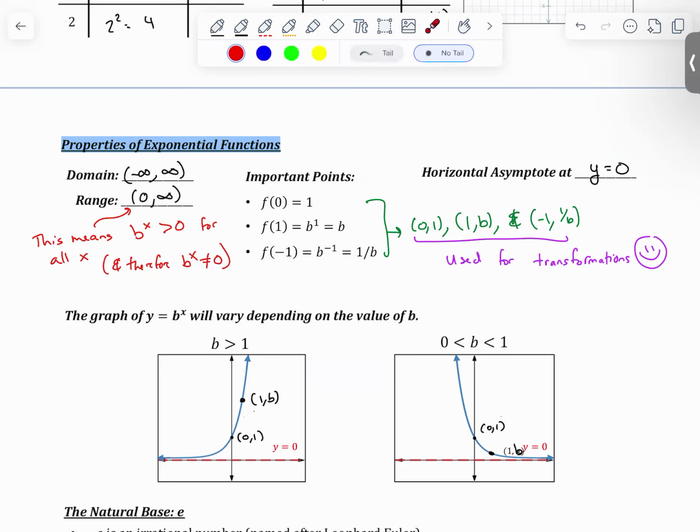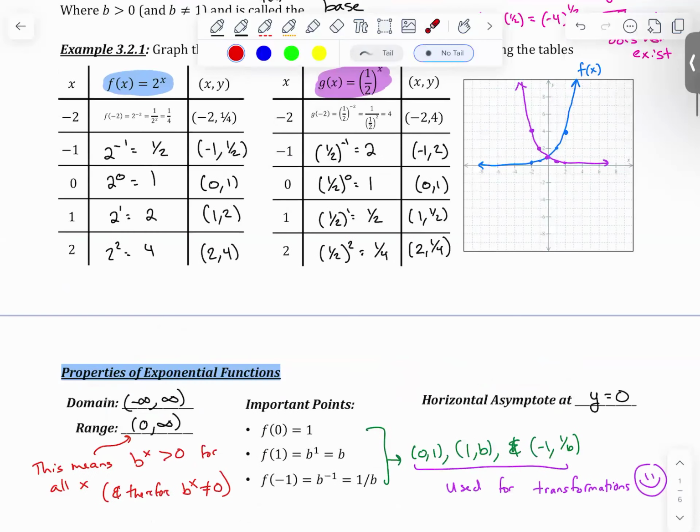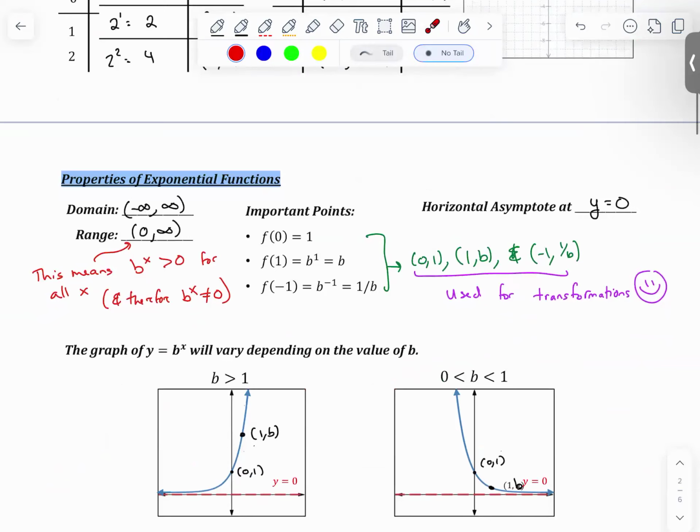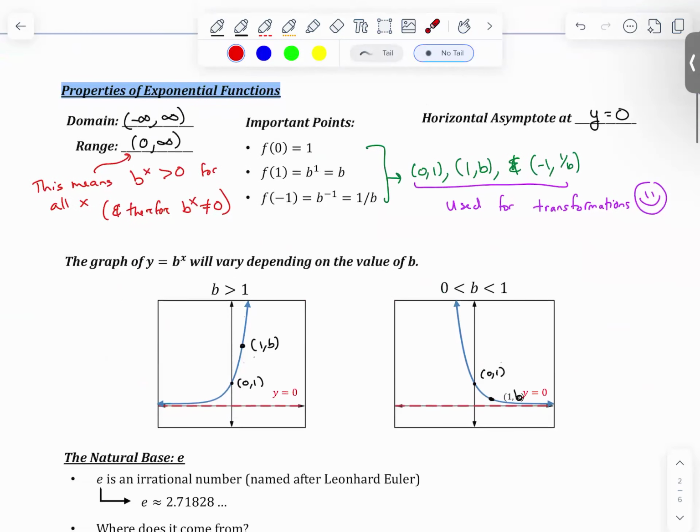And that is further confirmed by the range, right? The range is 0 to positive infinity, meaning that it never equals 0, but it gets closer and closer. When we plugged in negative 2, we got 1/4. If you plug in negative 3, you'll get 1/8, then 1/16, then 1/32, and so on. You're getting closer and closer to 0 as you get further down in those x values. And then the graph of b to the x will vary based on the value of b.